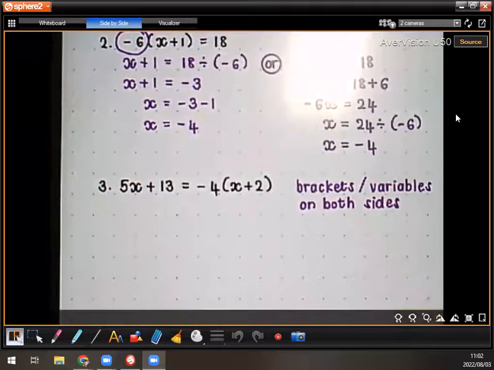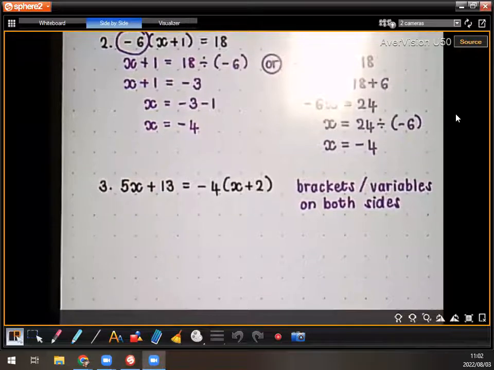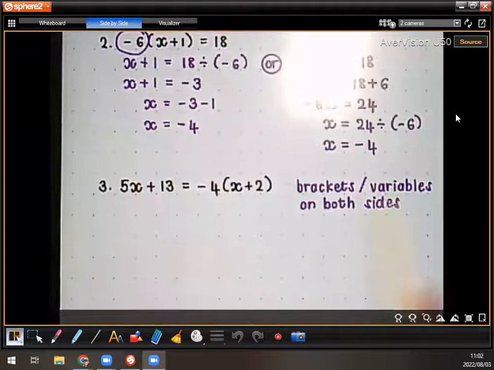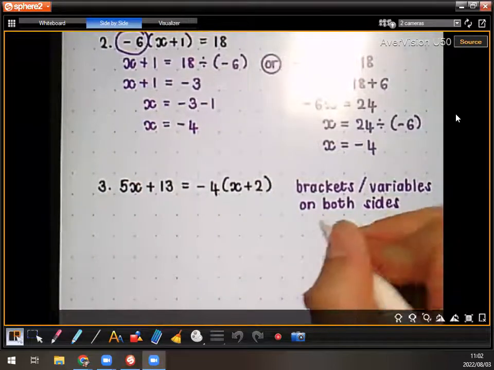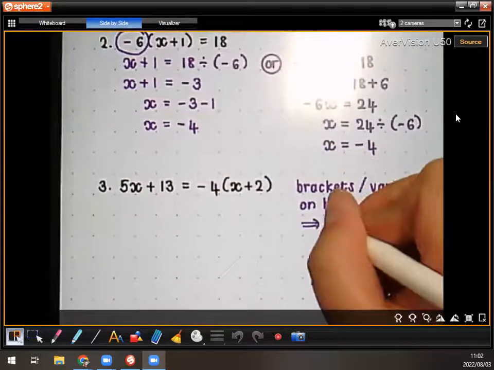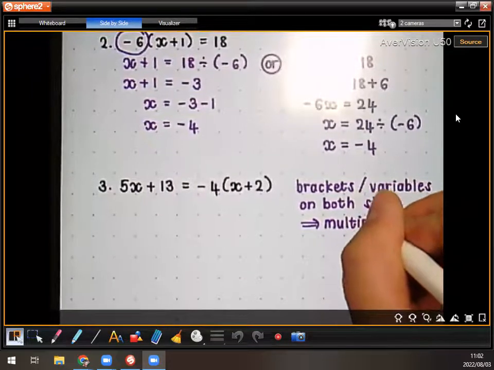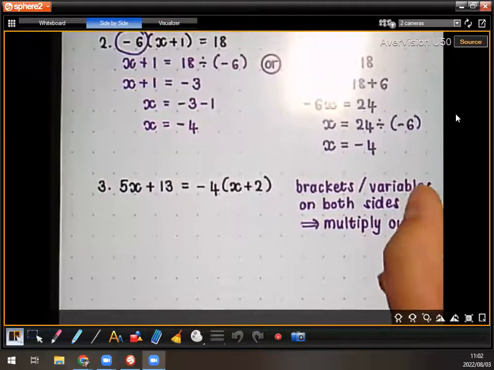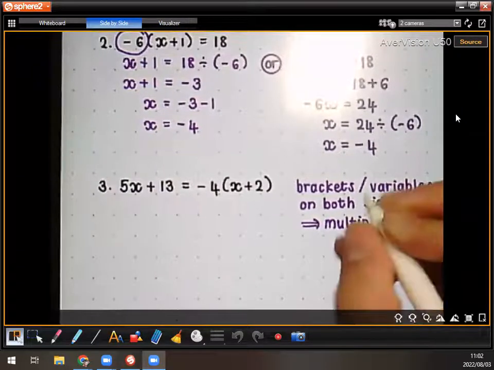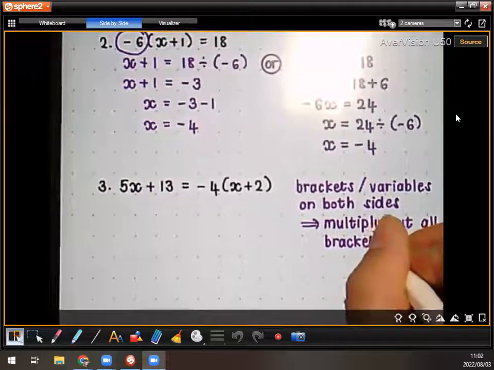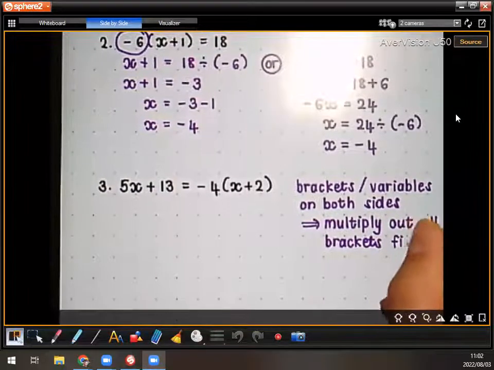Then, unfortunately, you don't have a choice in which method to use. Then you're going to have to multiply your brackets out. You can't decide between dividing first or multiplying out. Then you're going to have to multiply out all brackets. In this case, we just have one set of brackets, but in the next one, we'll see we're going to have more. Multiply out all brackets first.